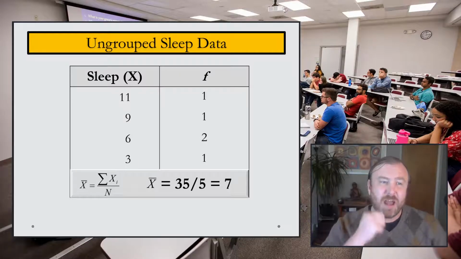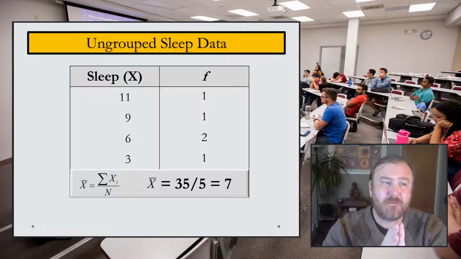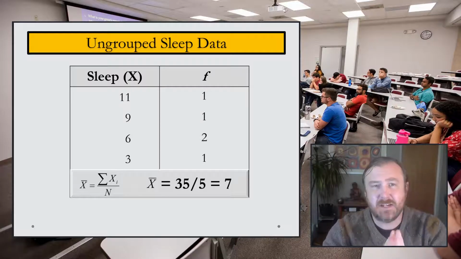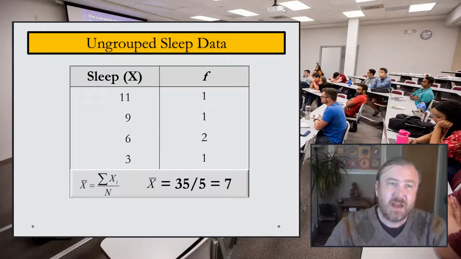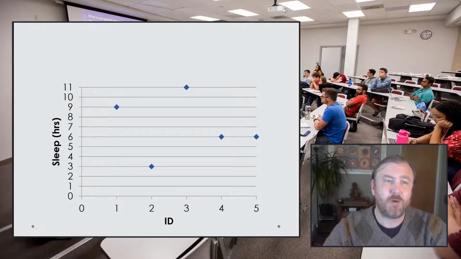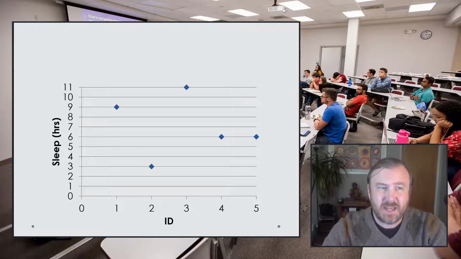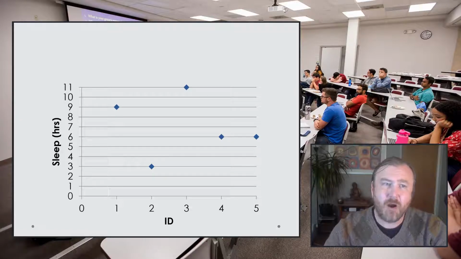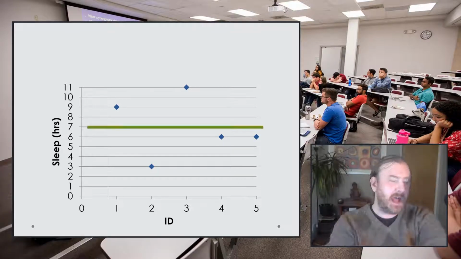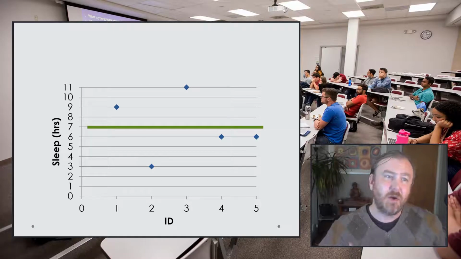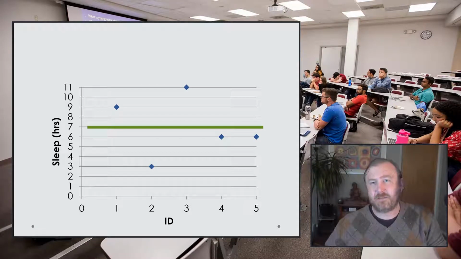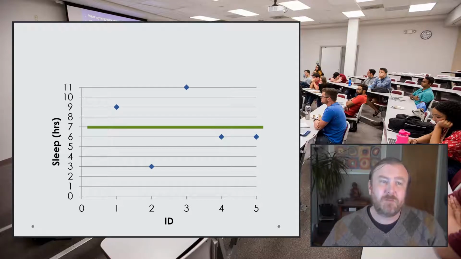So now here's a graphic of their values plotted, right? So we have their sleep in hours and their ID on the x-axis. Now, if we draw a line for the mean, we can see some of them are above the line and some of them are below. Now, say you had to predict, in the absence of any information, how many hours a night of sleep the average person got. Well, the mean would be your best guess.